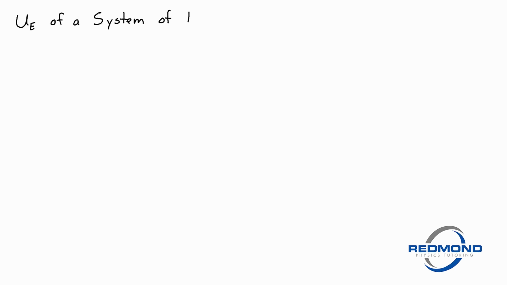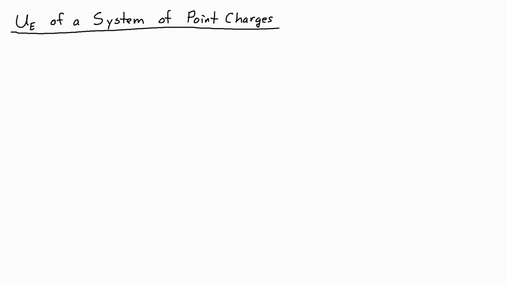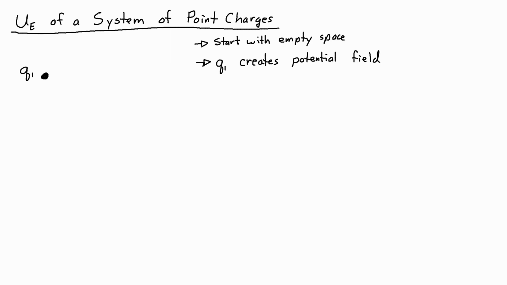Next, we look at the potential energy of a system of point charges, or a group of point charges. And the starting idea is that we start with nothing. So there's nothing in a certain region of space. We bring in a single charge, Q1, and hold it in place. Once we have that, then Q1 creates a potential field around itself.